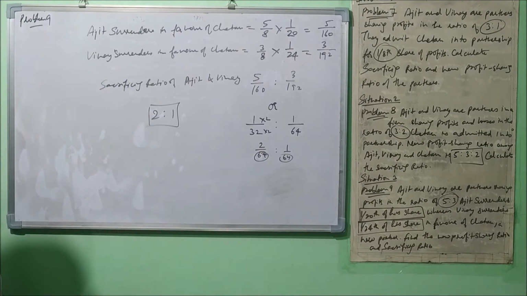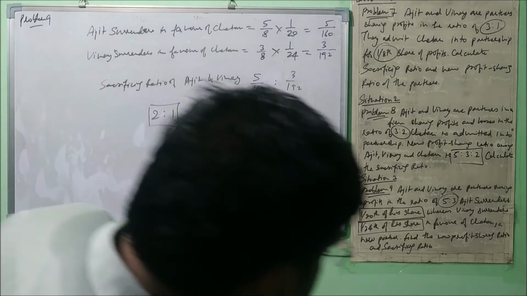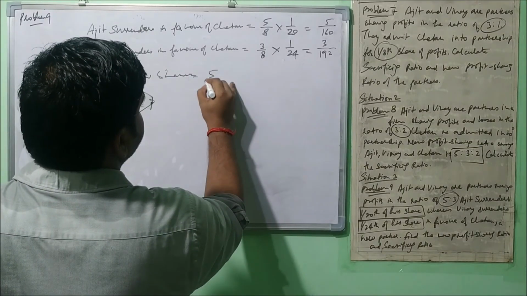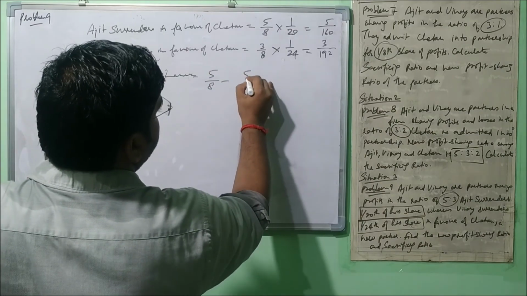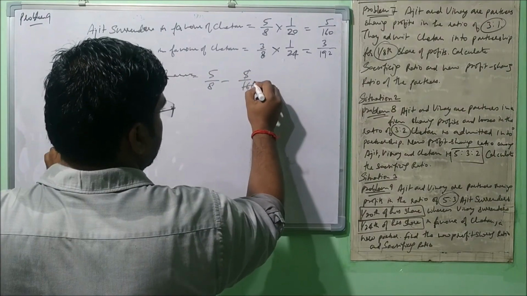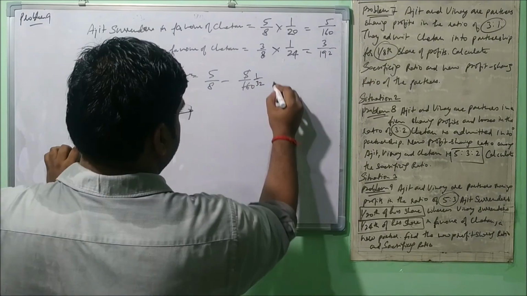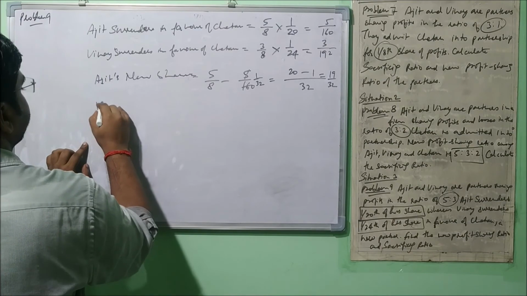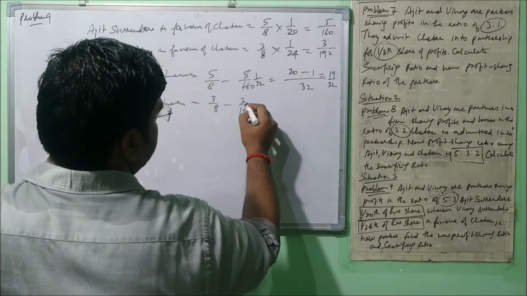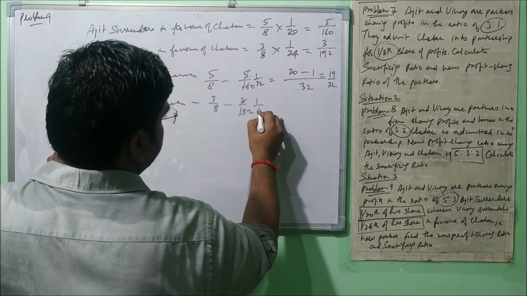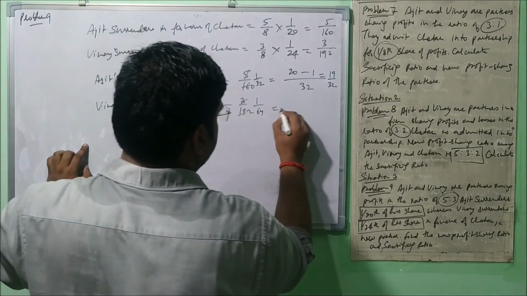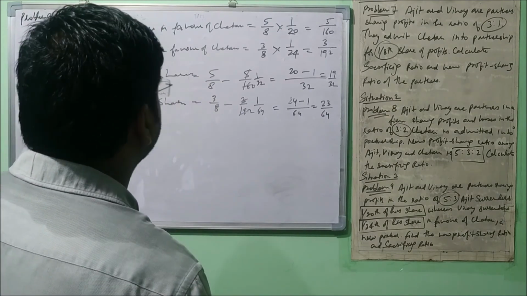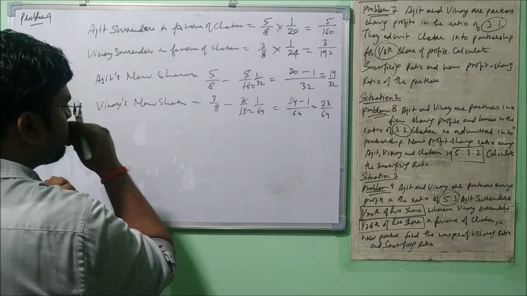Now let's talk about the new profit sharing ratio. I have already taught you the procedure for that. Let's go ahead. Ajit's new share: old was 5/8, and he surrendered 5/160, which we can write as 1/32. So we get 19/32. Similarly for Vinay: 3/8 minus 3/192, and 3/192 we calculated was 1/64. So that is 23/64. So that is the new share.